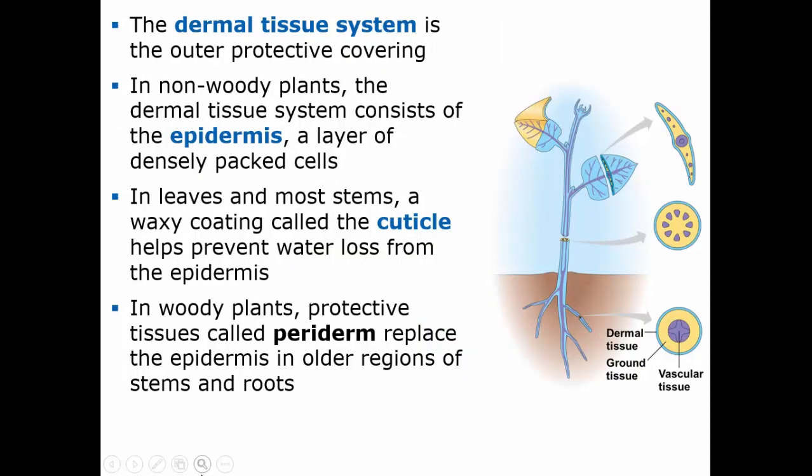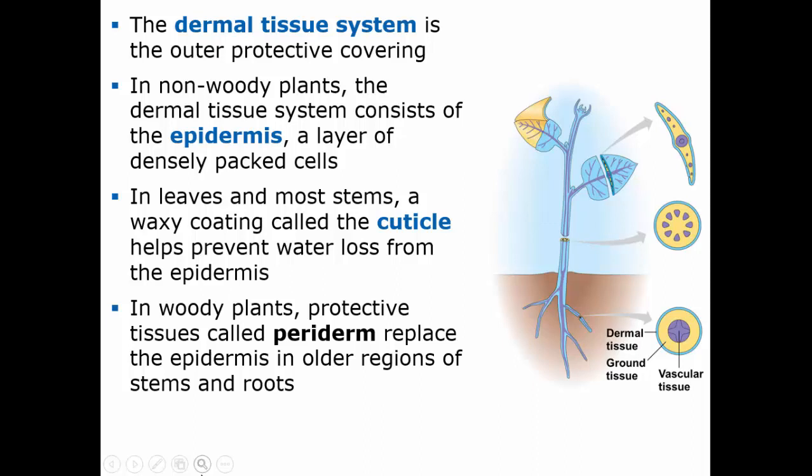The dermal tissue system provides the outer covering for the plant and provides a buffer between it and its environment. You should try to remember that the term dermal refers to skin. If you've ever been to a dermatologist, that's a doctor that treats someone's skin, and dermal and dermatologist come from the same root word. We'll encounter words like epidermis and other words ending in the suffix derm, meaning skin, later on in this course.